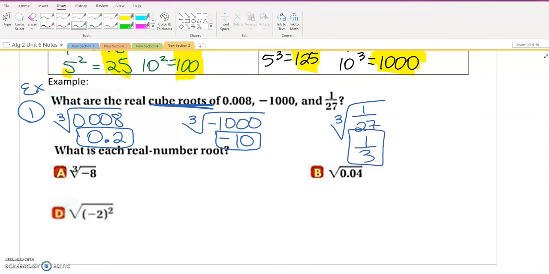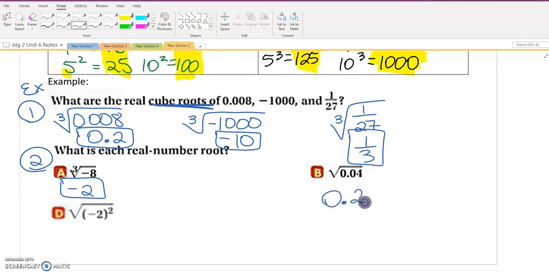Now, example 2, we're asked to find each of these real roots. So 2, we're once again asked to find the cube root of a -8. So what would be the cube root of -8? -2. Because once again, -2 times -2 times -2 would be a -8, so we're good. All right, B, we have the square root of a 0.04. So what's that going to give us? You got 0.2.